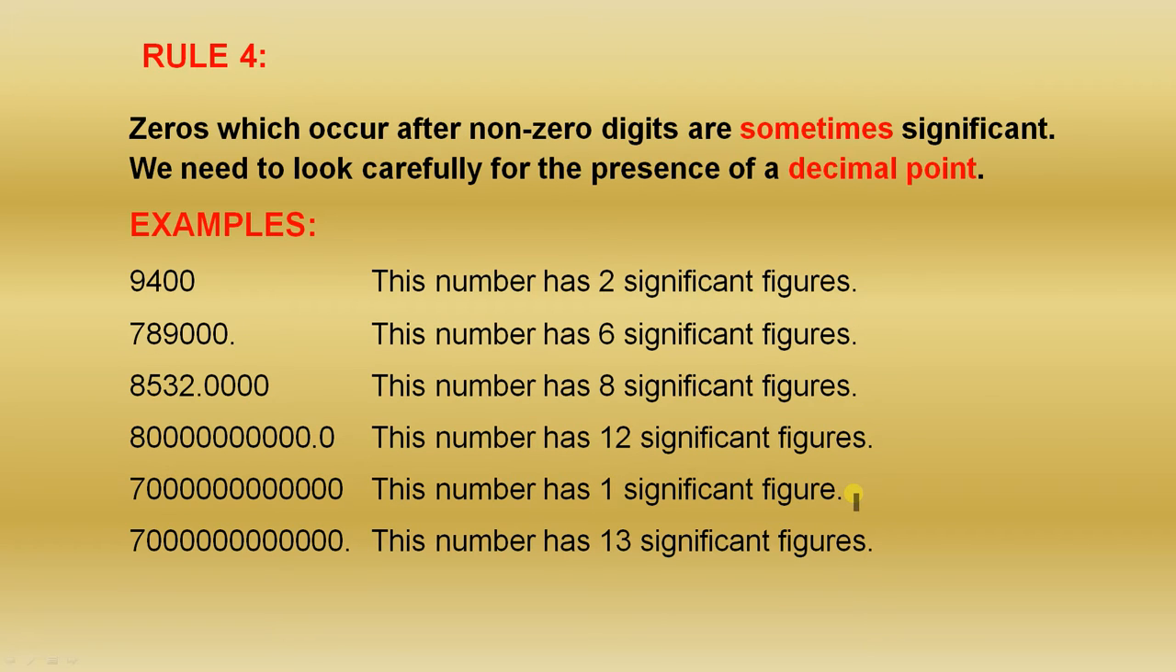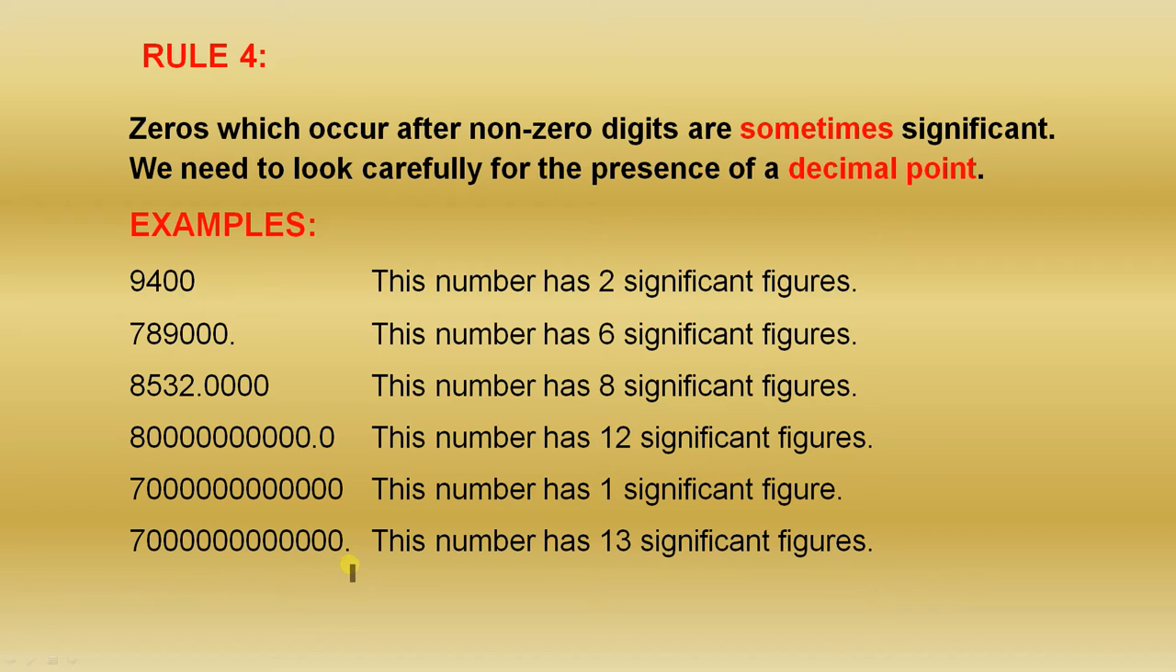Look at this interesting one here. There's a 7 with many, many zeros after it. However, we do not see any decimal point. It is not present. It has not been placed anywhere. In other words, there's only one significant figure, the 7.